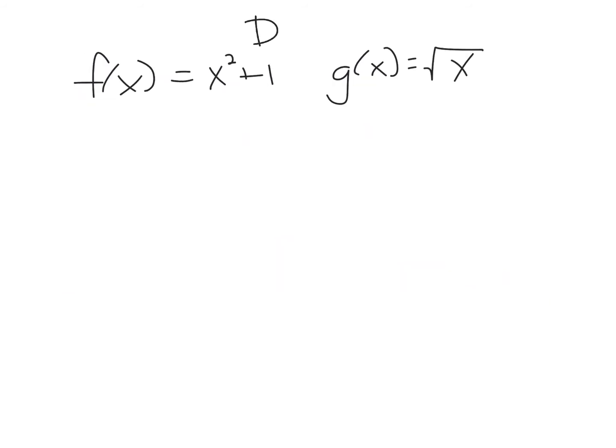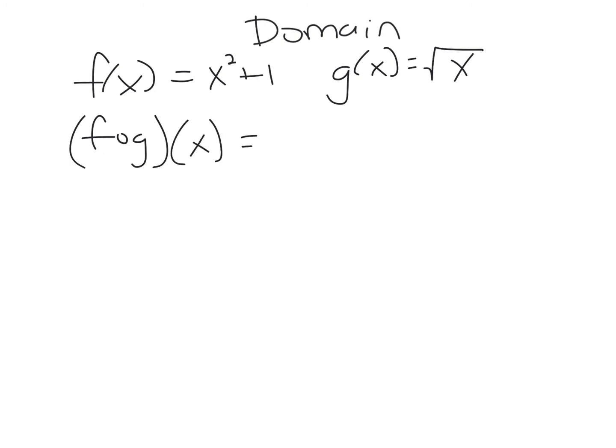So with these, I'm going to find a domain as well. Okay? So I'm going to find the composition and the domain of f of g of x. So I'm putting in the g of x function in for f of x. So square root of x squared plus 1. That simplifies to x plus 1. Now you might say, hey, this is an all real numbers problem. Yes, you're right. We have x plus 1 at the end, and that does mean all real numbers. But we started with the square root of x.